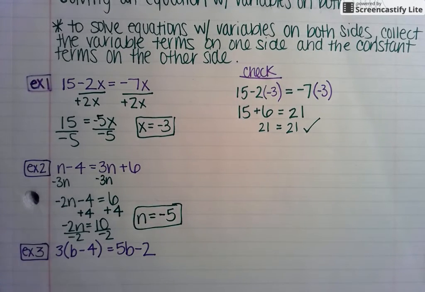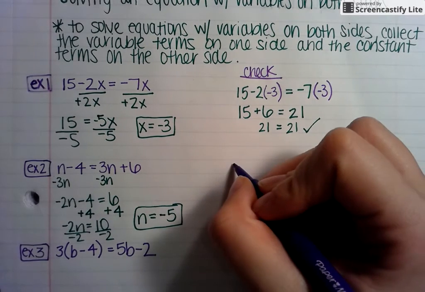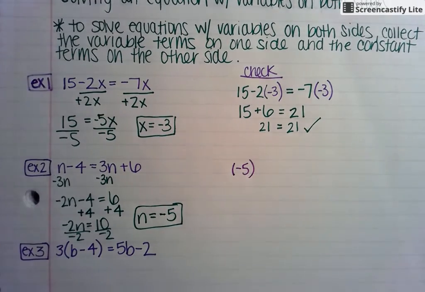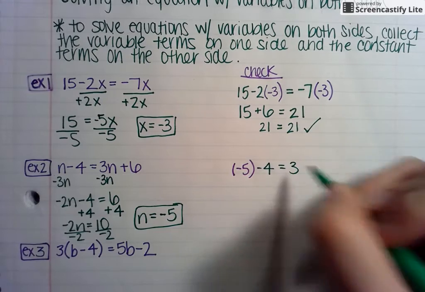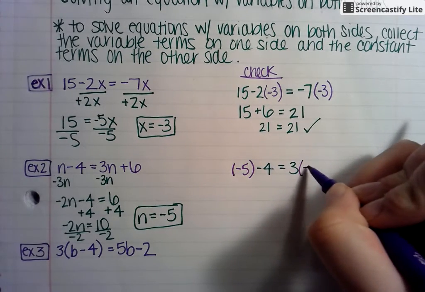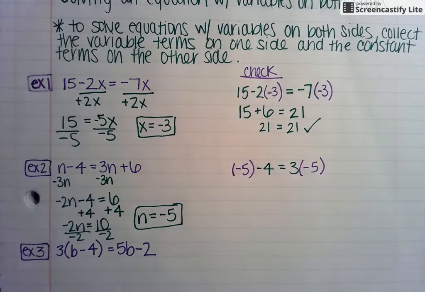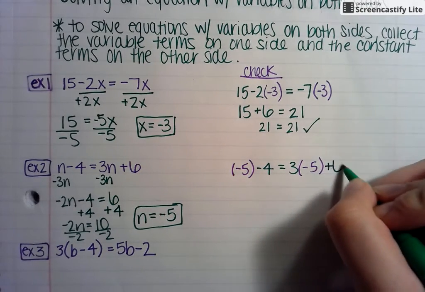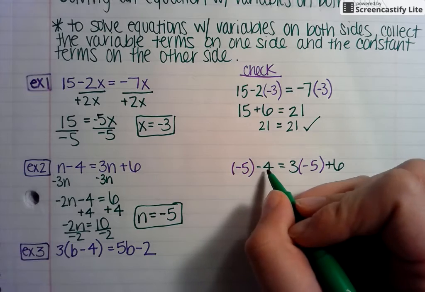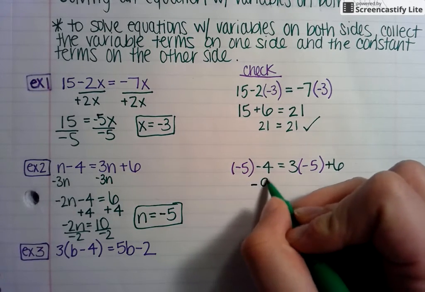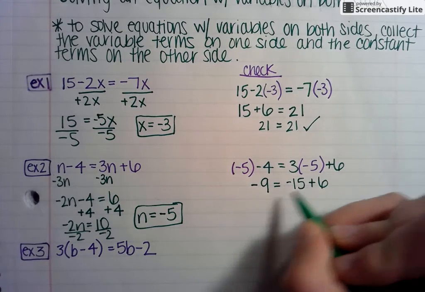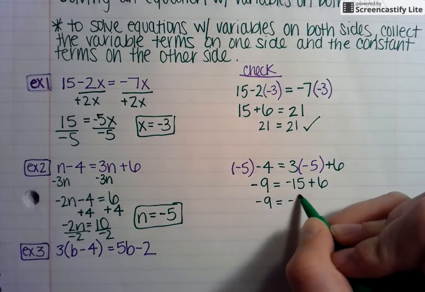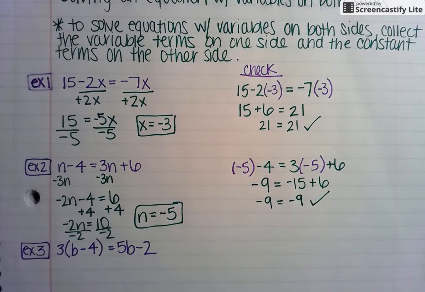Now to check, we want to make sure we substitute in those numbers. So I have n, which is negative 5, minus 4, which is equal to 3 times a negative 5, plus 6. So I have negative 5 minus 4, which is a negative 9, is equal to negative 15 plus 6, which is going to give us a negative 9 equals negative 9. So we know we are correct.